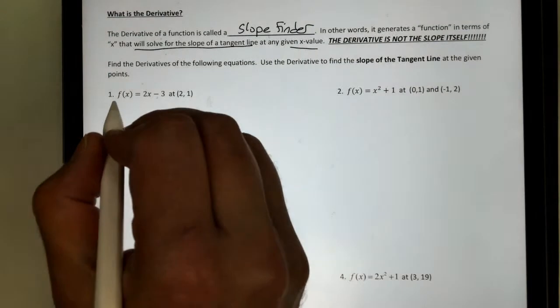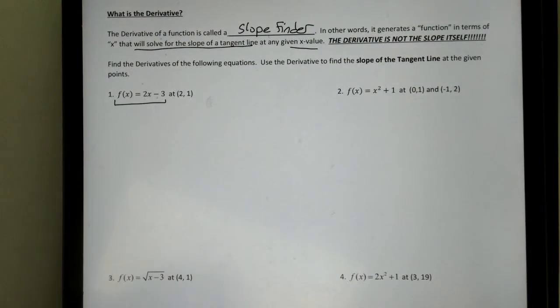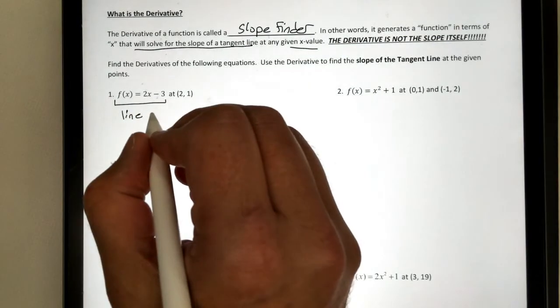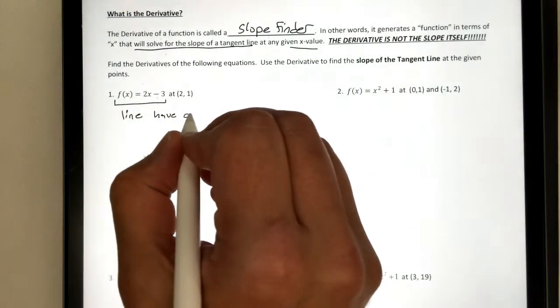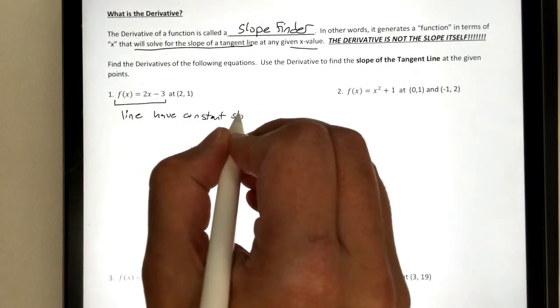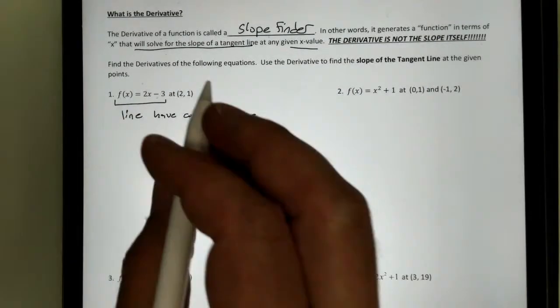So let's take a look at this first example. Now for number 1 here, we're not going to do any work for this one. This is a line. Lines have constant slope. The slope does not change for a line. So because a line has constant slope, you're not going to do any work.